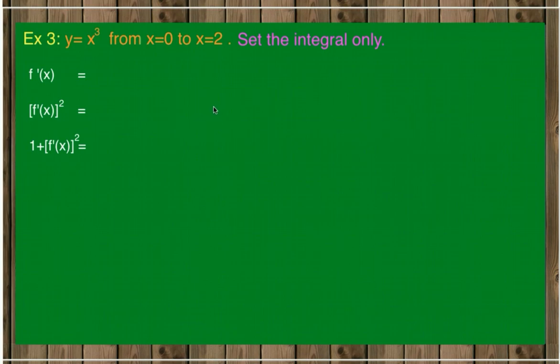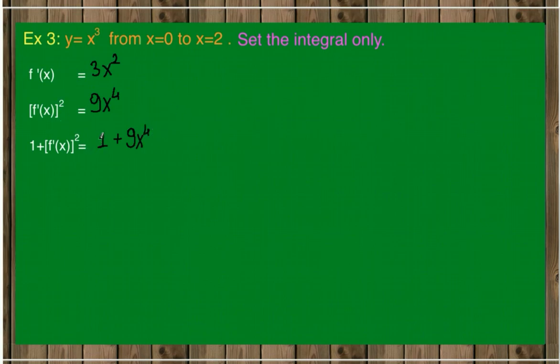In example 3, we are going to set up the integral to calculate the arc length from 0 to 2. Our function is x cubed. We're going to find the first derivative of the function. We can use the power rule: bring the power to the front and subtract 1. Now we're going to square this quantity. 3 squared is 9, and x squared squared is x to the 4th. Now we're going to add 1 to this quantity: 1 plus 9x to the 4th.